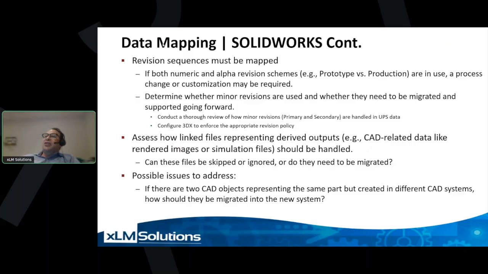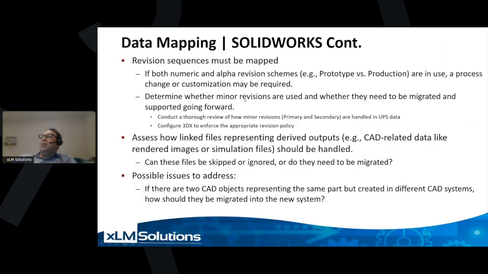Though there are situations that need to be looked at. If you're using both numeric and alpha revisions, i.e. a prototype versus production, then that revision mapping may be challenging when mapping to 3DEXPERIENCE. There are different ways that it can be handled, but that's not necessarily an out-of-the-box behavior. So if you do have multiple revisions, take that into consideration, and you'll need to come up with a plan. And we have some best practices that we have used to handle those different revision values.